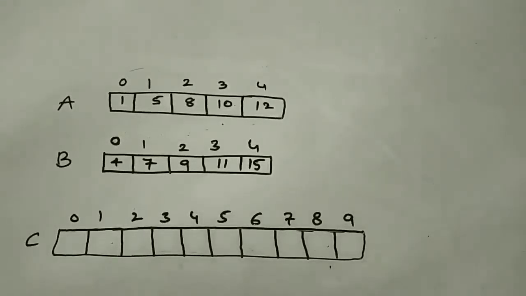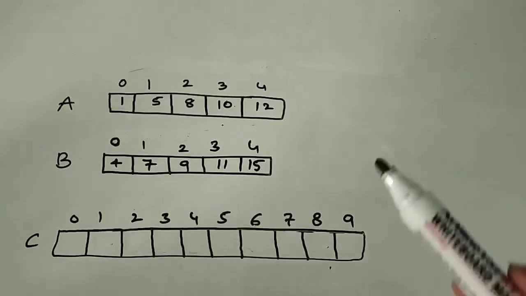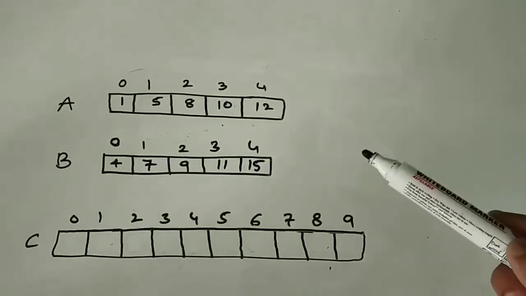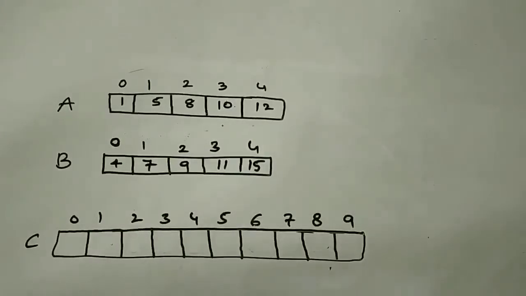In this tutorial, we will merge two sorted arrays into a third array. Here we are given sorted arrays A and B, and we will merge them into C. One way of solving this problem is, first we add array A to C, and then we add array B to C, and then finally we sort the array C.